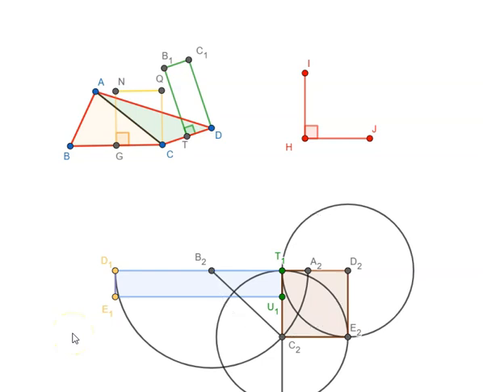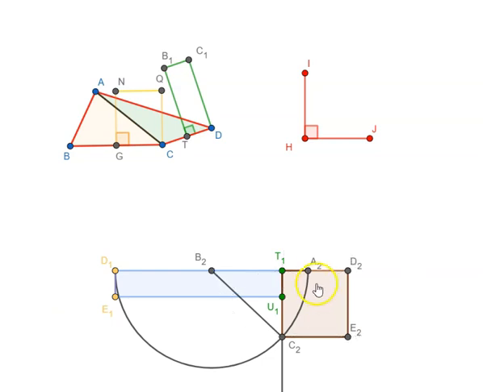So we can hide these circles now. This square has the same area as the area of this rectangle, which is in turn equal to the area of this figure. That means the area of this figure is equal to the area of this square. Now let's actually prove that it is true.